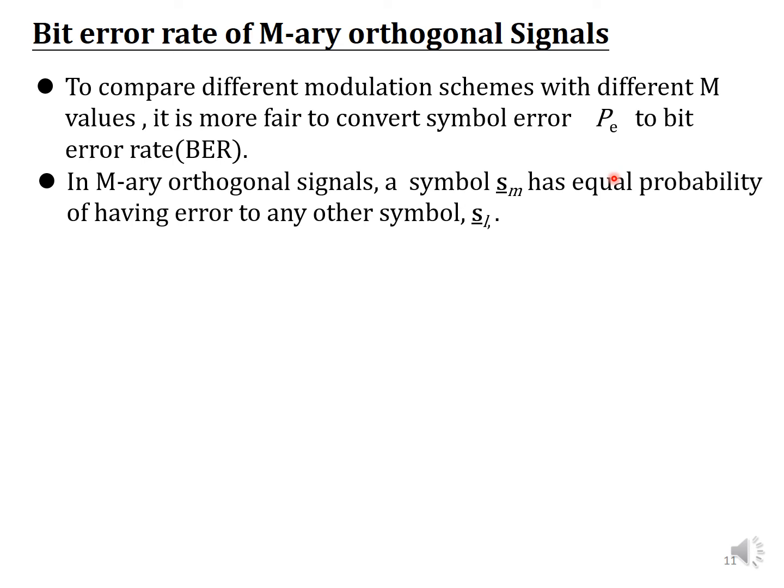Let's see what happens in M-ary orthogonal signals. In M-ary orthogonal signals, the symbol SM has equal probability of error to any other symbol, because the distances are all equal for a symbol M to any other symbol. All the distances are equal to the square root of 2E.